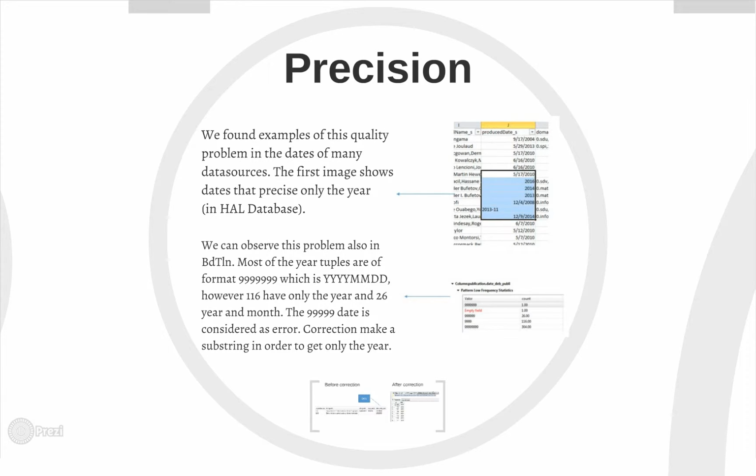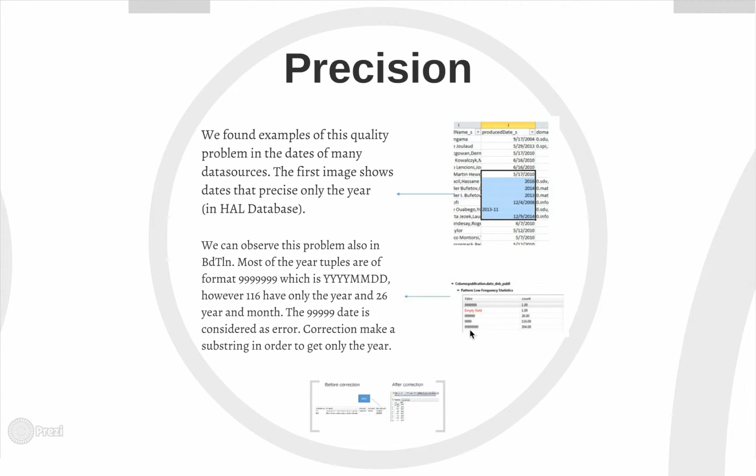Okay, now let's talk about precision. We found examples of this quality problem in many data sources. This one specifically shows a precision problem in the HAL database. Why? We have the production date of the publication, and we see that we have the date with day, month, and year, and for other publications we only have the year. So this problem was also seen in BDTLN. As you can see here, you see the pattern of all the dates found in the publication table.